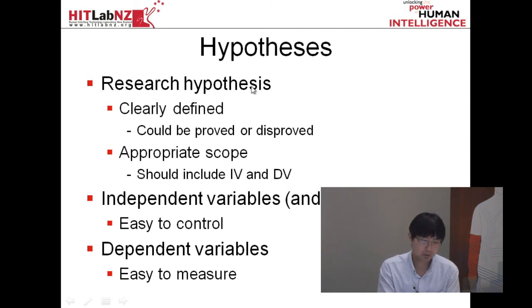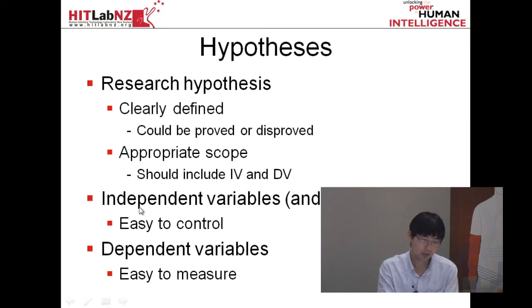So in summary, a research hypothesis should be clearly defined in terms of whether it could be supported or rejected. So you can say this could be a true or false statement. And it should have appropriate scope. It should identify what the independent variables are, what the conditions are, and what the dependent variables are, what the measurements are that you are really comparing to compare different conditions.